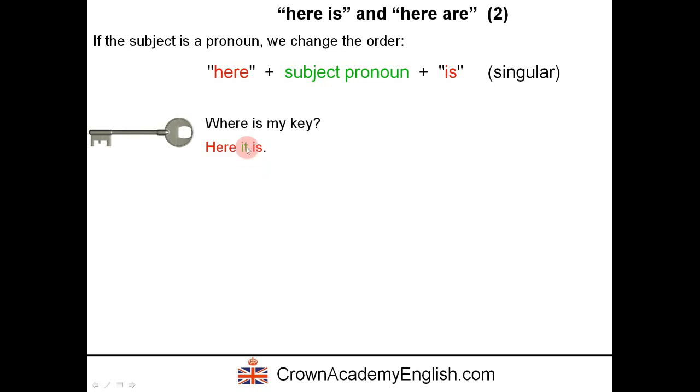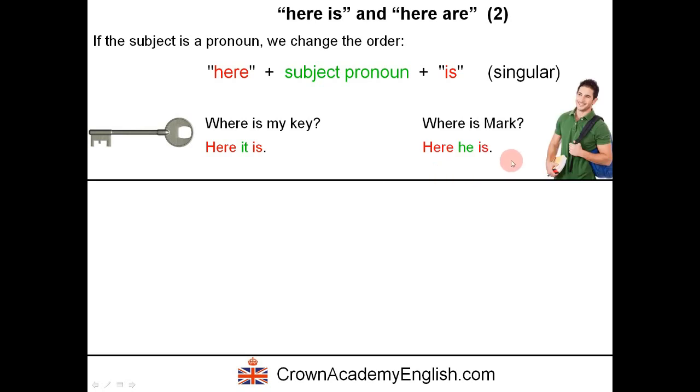And we say it because it is an object. It's a thing. Where is Mark? Here he is. So here is. And the subject pronoun is he because it is masculine singular. Okay? If this question was where is Jane, then we would say here she is. Okay?